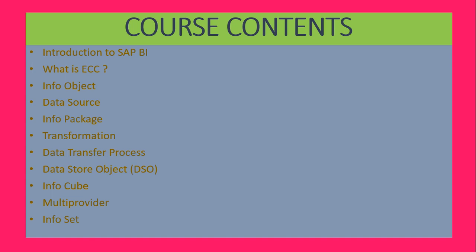So, intro. The first topic is introduction to SAP BI. Then what is ECC? Then info object. Then data source. Then info package. Transformation. Data transfer process, which is also known as DTP. Data store object, which is also known as DSO. Info cube, multi-provider, and then info set.